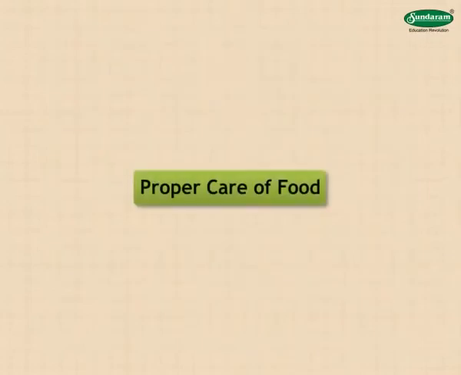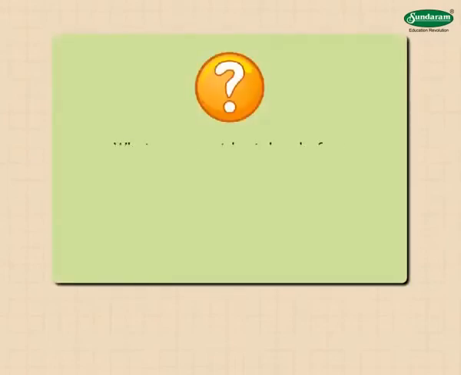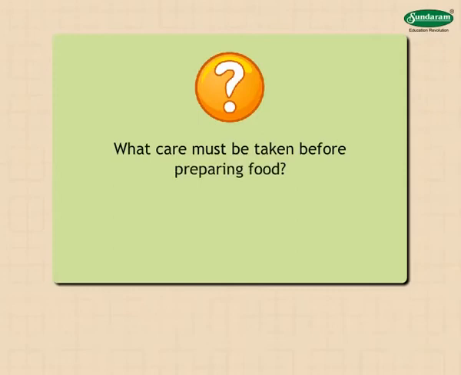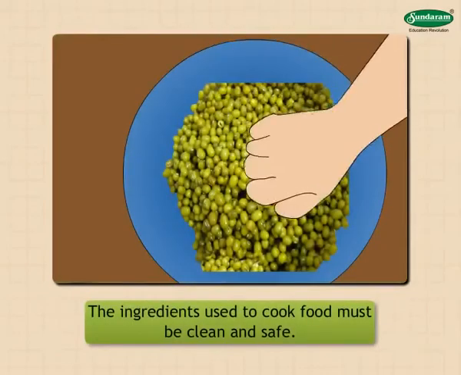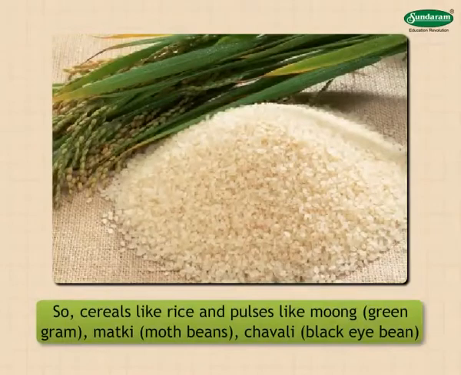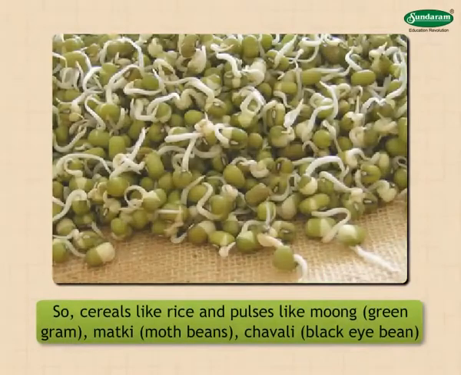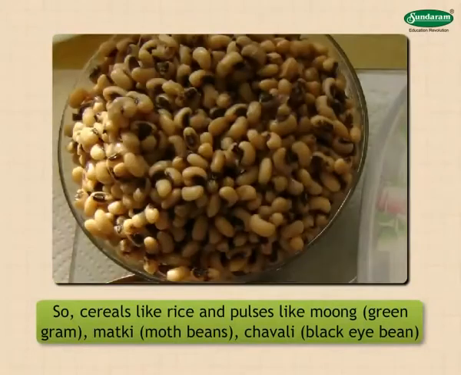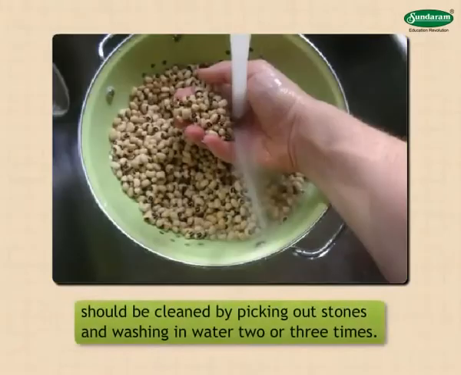Proper care for food. You have learnt about the constituents of food and their uses. Let us now learn about the proper care, use and storage of food. What care must be taken before preparing food? The ingredients used to cook food must be clean and safe. So, cereals like rice and pulses like moong or green gram, matki or moth beans, chawli or black eyed beans should be cleaned by picking out stones and washing in water 2 or 3 times.